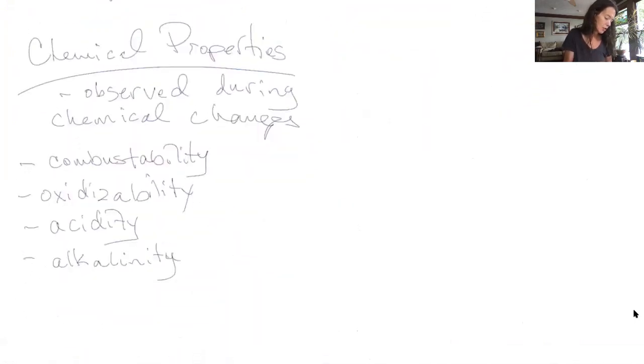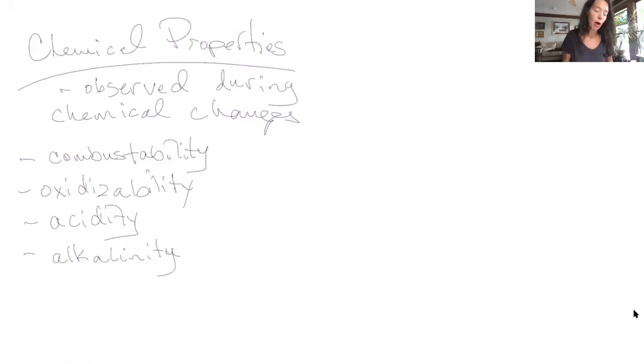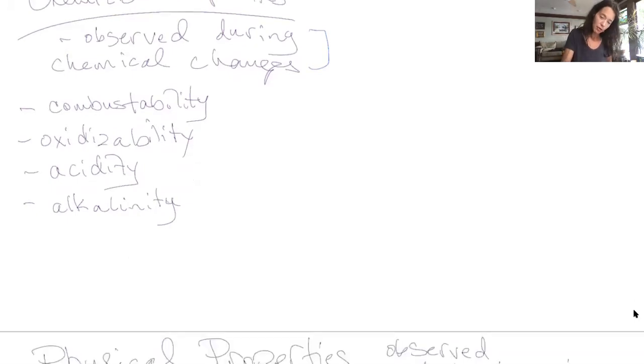And we then looked at what are some chemical properties. And these are properties that are observed while the change is occurring. You can't just look at it and go, oh, that's combustible. You got to actually put a flame to it to see, okay? You got to be careful with that one.